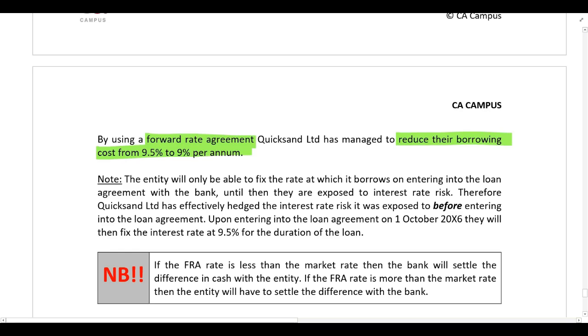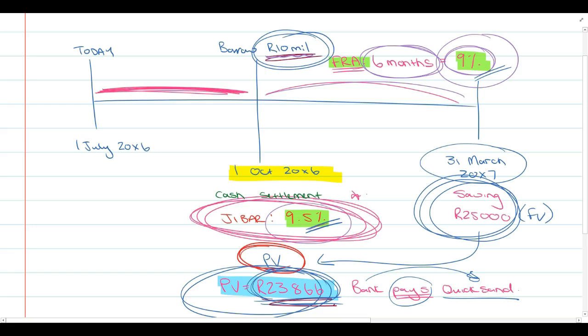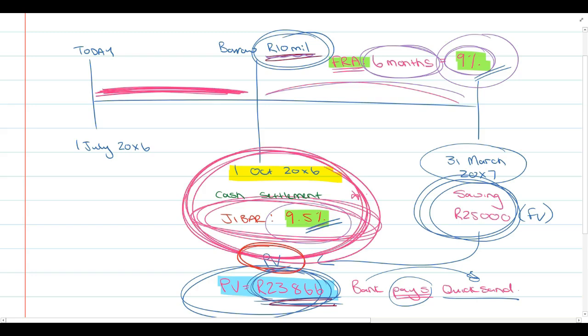And if you look at the note below, the entity or Quicksand will only be able to fix the rate at which they borrow when they actually enter into the loan agreement. So on the 1st of October, when they enter into the loan agreement, then they can fix the rate of interest. But before that period, they are exposed to interest rate risk. So during this period over here, they are exposed to interest rate risk because they can only fix the rate of interest when they actually enter into the loan agreement. I can't contact the bank today and say, in 3 months' time, I'm going to loan 10 million Rand and I want to fix the rate now. You can't do that. You can only fix the rate when you actually enter into the loan agreement.